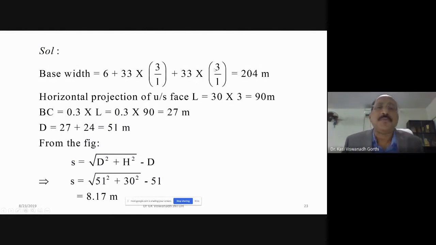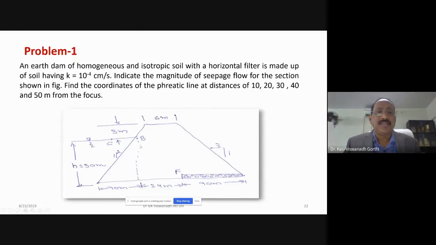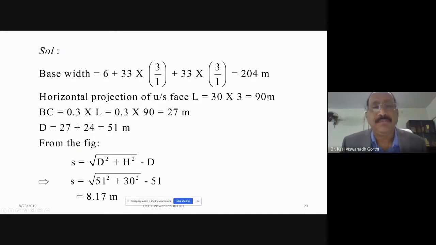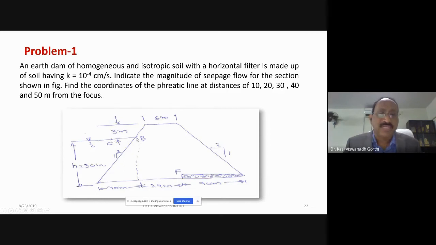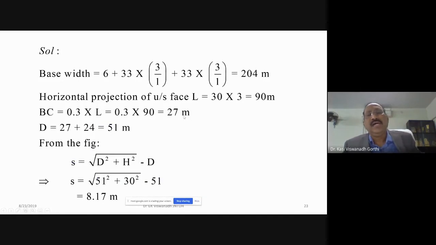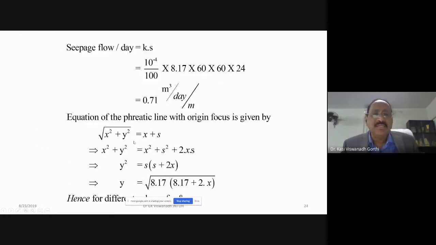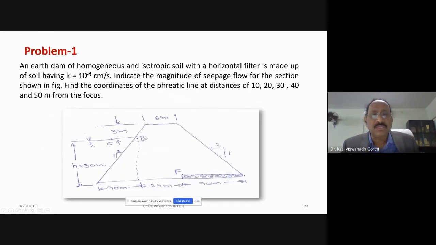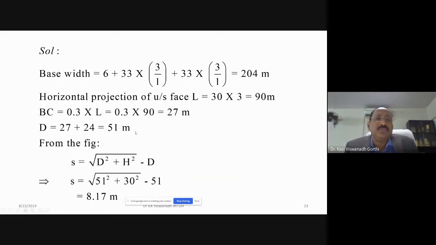Then the horizontal projection of the upstream face will be equal to L. From this side, it is 30 into 3, 90 meters. Then 0.3L will be BC. To get this BC, you need to take 0.3 into L, which is 90. So 0.3 into 90, 27 meters is BC. Then D will be equal to 27 plus 24, which gives you the value of D.